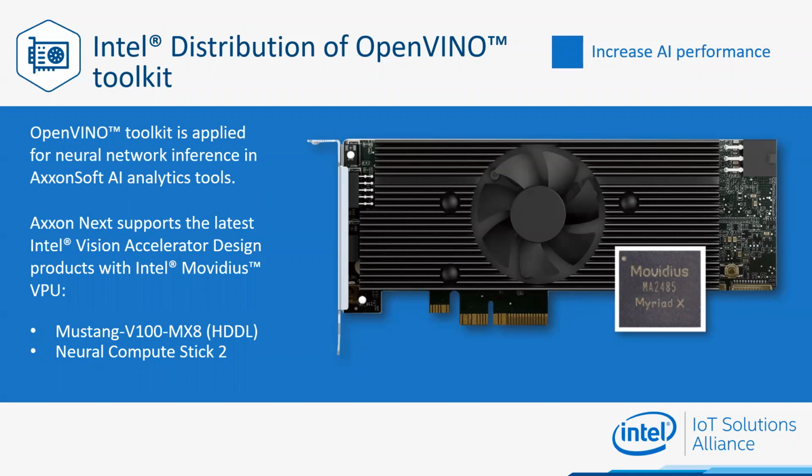So, to optimize the workload and ensure that our AI analytics operate quickly, we have partnered with Intel. And now you can use their neural accelerators and specialized tools along with our products. For example, one HDDL card can handle up to 70 human detection channels, which is quite impressive.